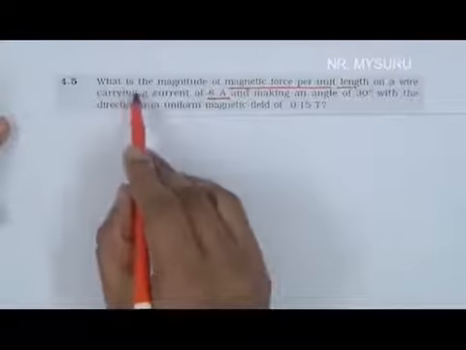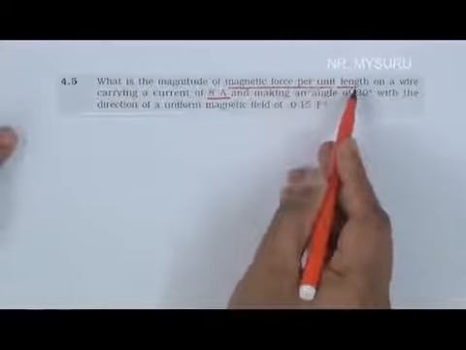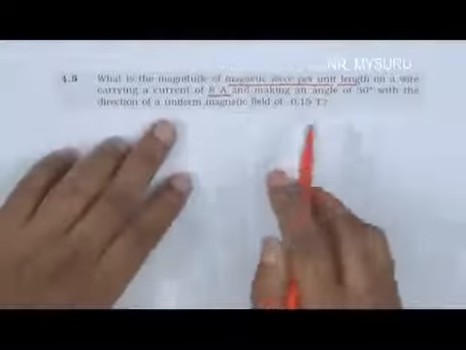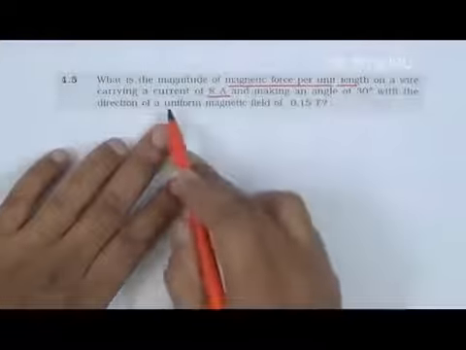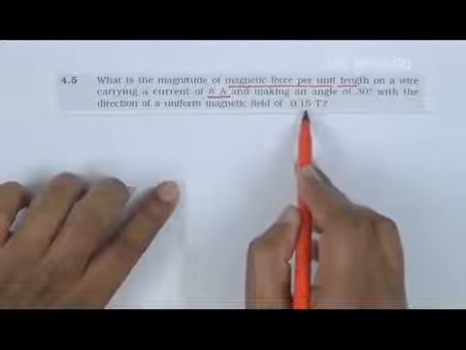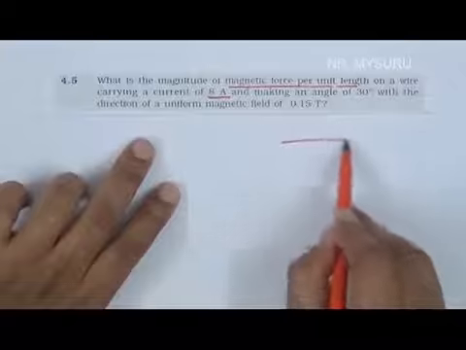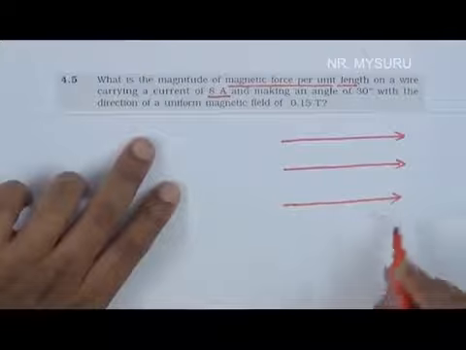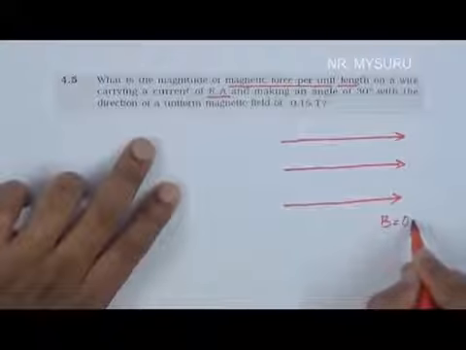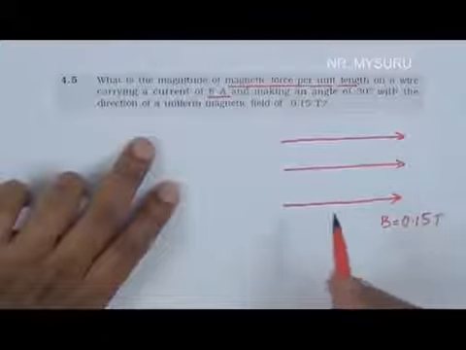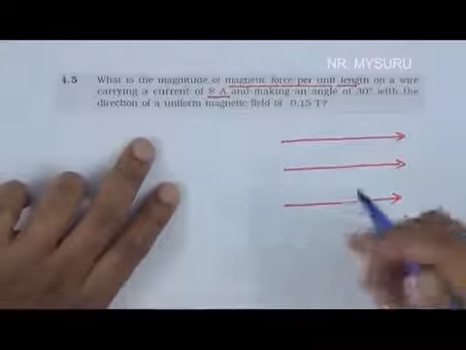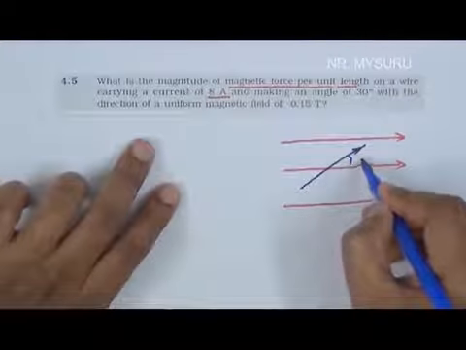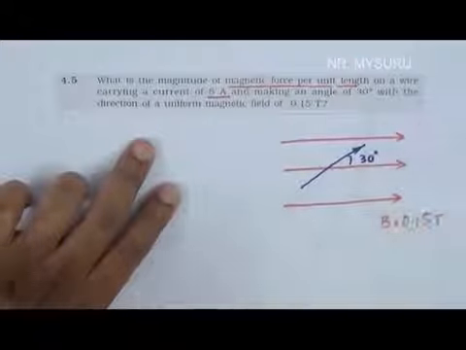4.5. What is the magnitude of the magnetic force per unit length on a wire carrying a current of 8 ampere and making an angle of 30 degree with the direction of uniform magnetic field of 0.15 Tesla? Let this be a uniform magnetic field B equal to 0.15 Tesla, and here is a conductor, direction of current makes an angle 30 degree with respect to the magnetic field.